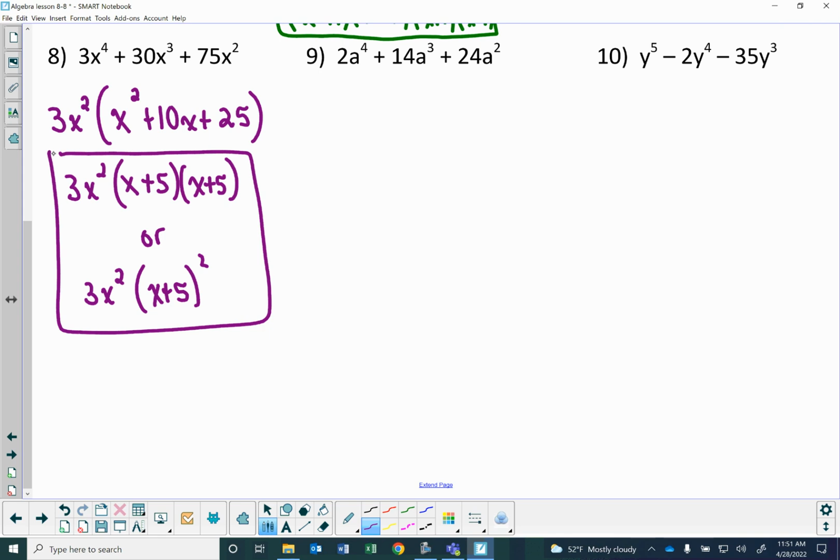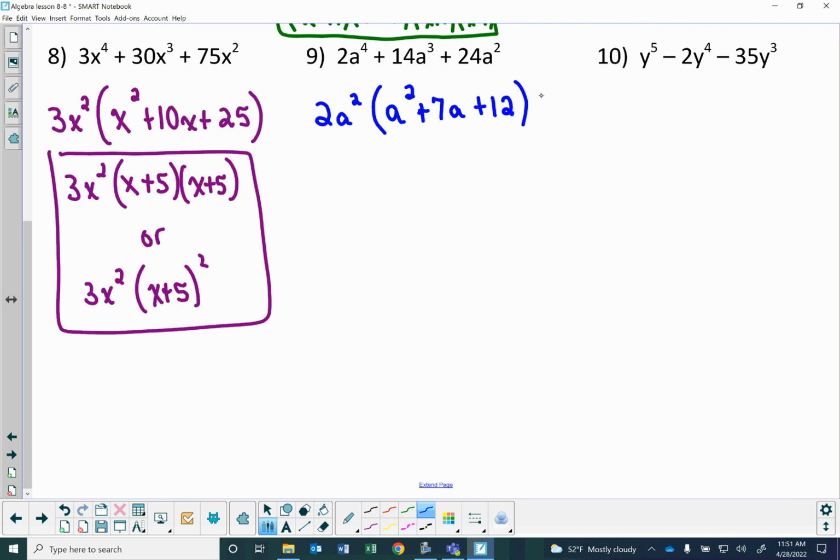Number 9. 2a to the 4th plus 14a to the 3rd plus 24a squared. Greatest common factor, 2a squared. So 2a to the 4th divided by 2a squared is a squared. 14a to the 3rd divided by 2a squared is 7a. 24a squared divided by 2a squared is going to be 12.